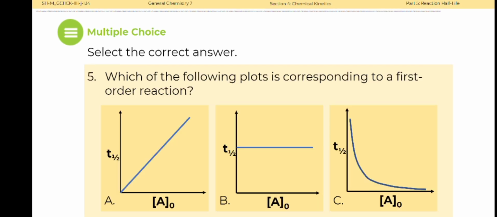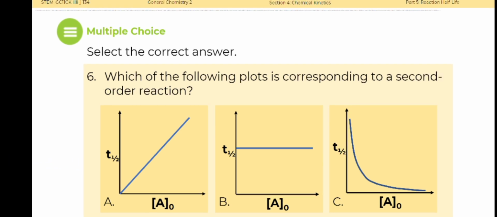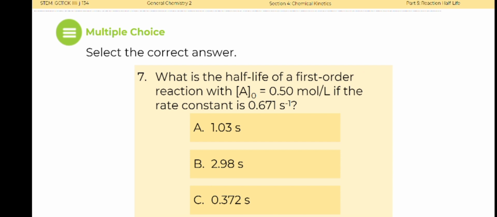5. Which of the following plots corresponds to a first-order reaction? 6. Which of the following plots corresponds to a second-order reaction? 7. What is the half-life of a first-order reaction with initial reactant concentration equal to 0.50 moles per liter if the rate constant is 0.671 inverse second?